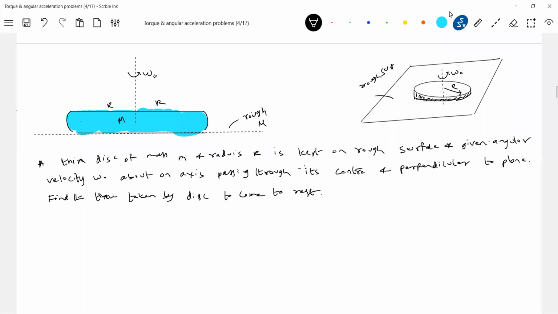A thin disk of mass m and radius r is kept on a rough surface and given angular velocity omega naught about an axis passing through its center and perpendicular to the plane. Find the time taken by the disk to come to rest.